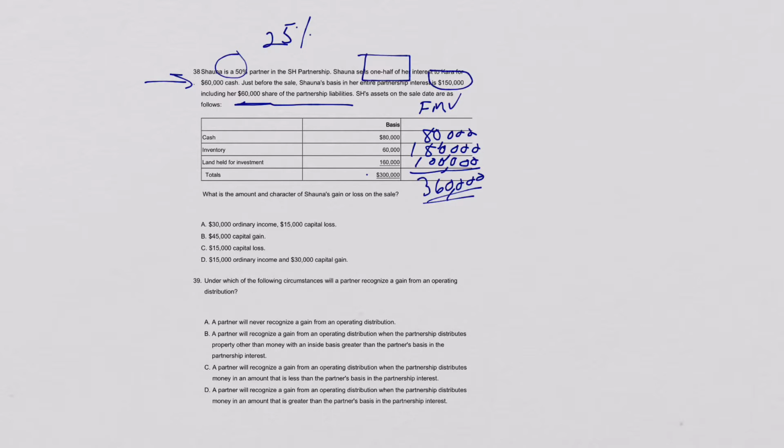So she's going to get 60 in cash. Let's take a look again at the economics. She gets 60 in cash. She gets relieved of half of her share of the liabilities, which is 30,000.